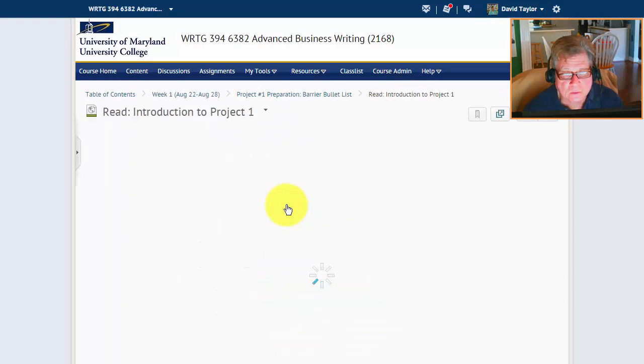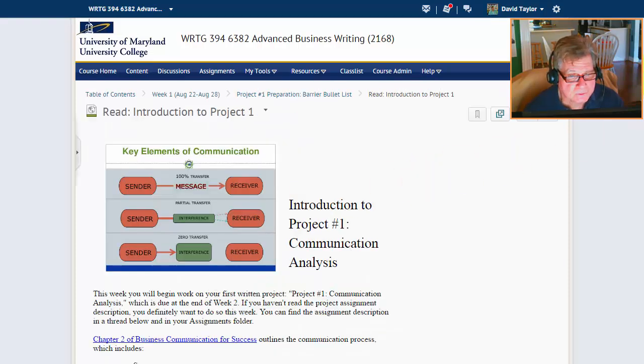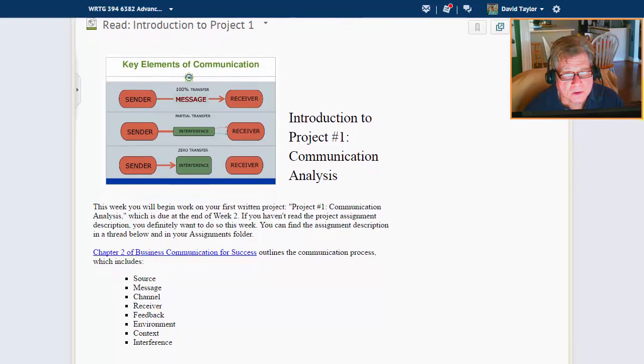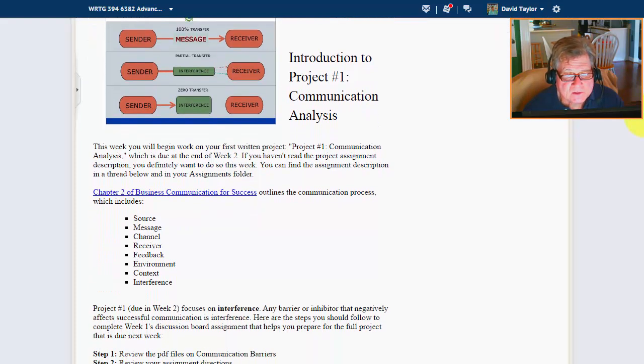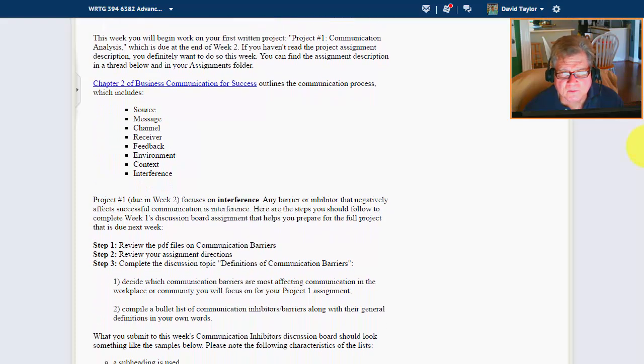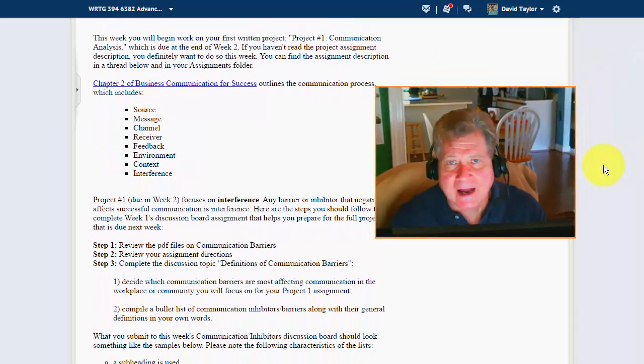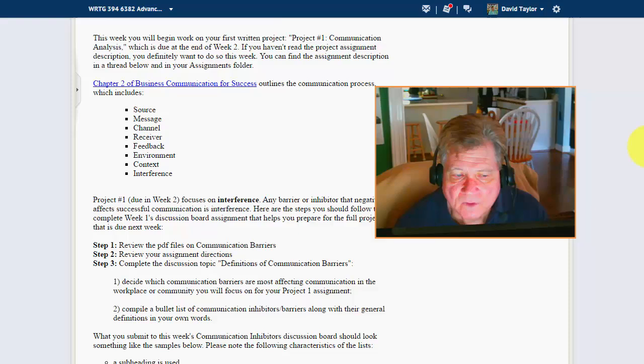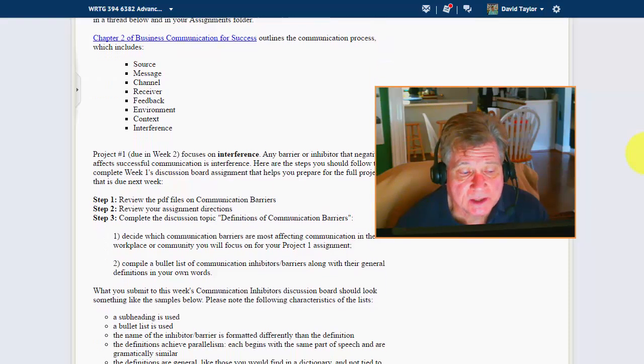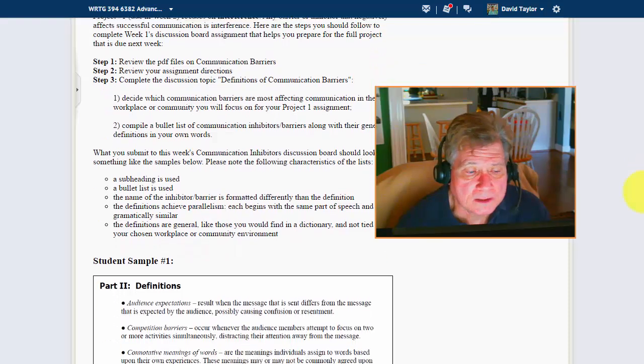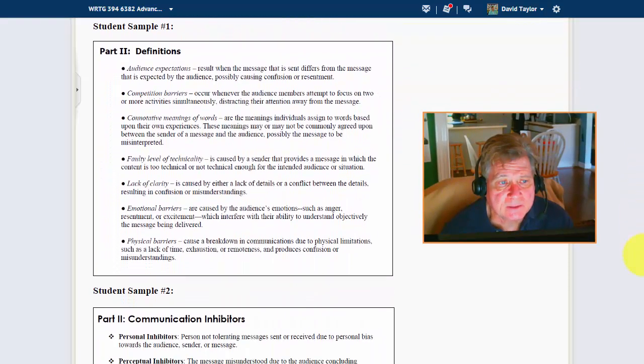The second thing that you will read is an introduction to Project 1, your communication analysis. This introduction provides some background material on the idea of communication inhibitors or communication interference, and also suggests some steps for you to follow. But more importantly, I want you to look especially at these student samples right here. These student samples represent part two of your first paper, the communication inhibitors paper, due in 2 weeks.